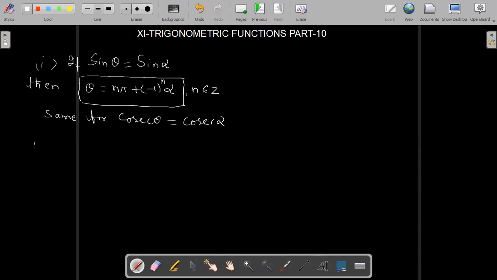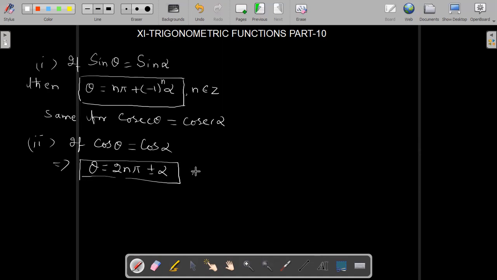Okay, got it. Then we have cos theta is equal to cos alpha. What we are writing here is the general solution. I'm not indicating GS, but you should understand we are writing the general solution. If cos theta is equal to cos alpha, then theta will be equal to 2n pi plus minus alpha, and n belongs to integers.